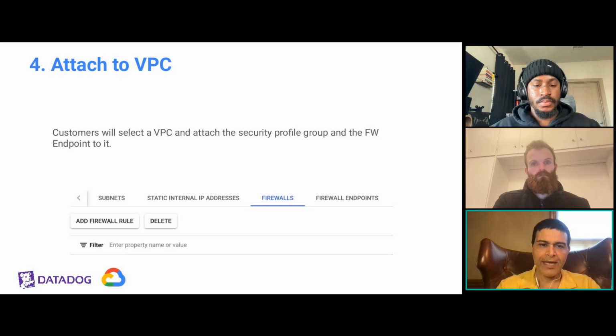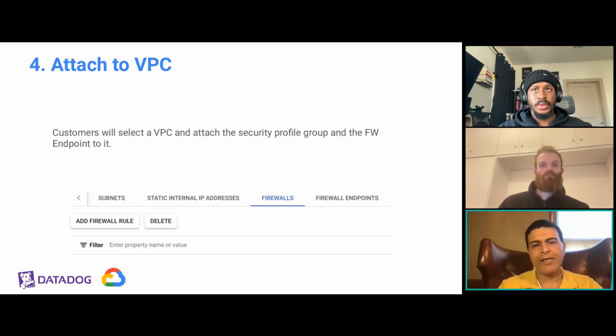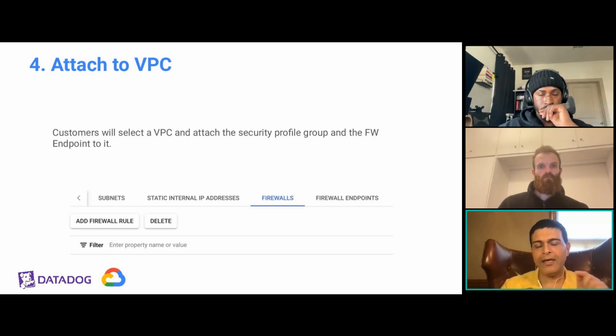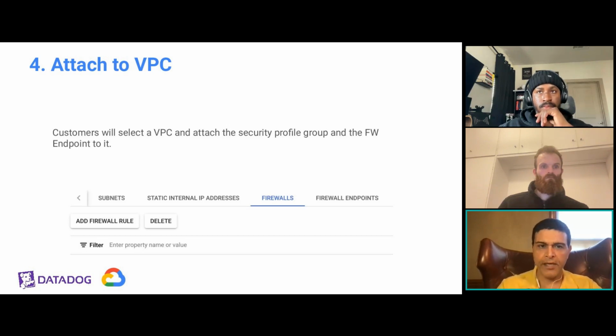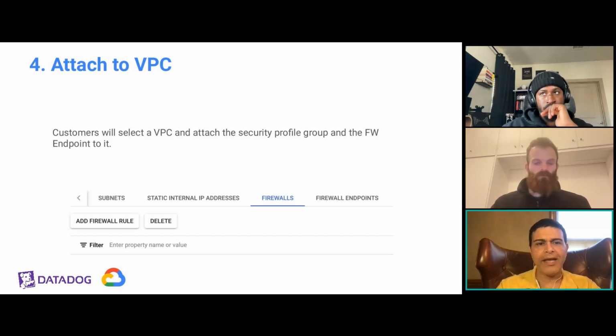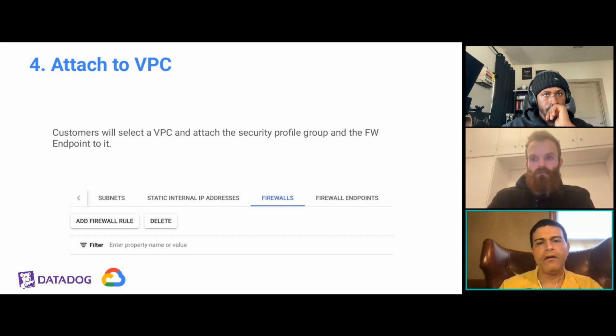Now, the last step is that, by the way, everything that I did was at the org level. So Cloud Firewall Plus operates at the organization level. Here's the part where I come and attach it to individual projects. Basically, I come to a specific project and I go to this VPC. Now, if you go to this VPC, you will see a new tab that didn't exist before: firewalls, and also firewall endpoints. So here in the firewalls, I'm going to add a firewall rule, which basically adds the firewall endpoint that we just created to your VPC.